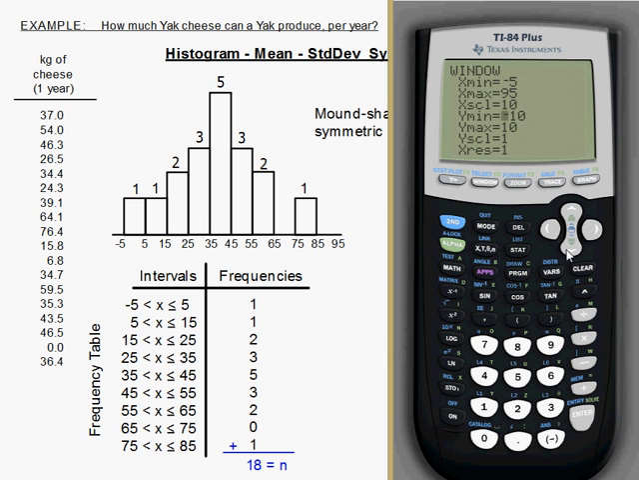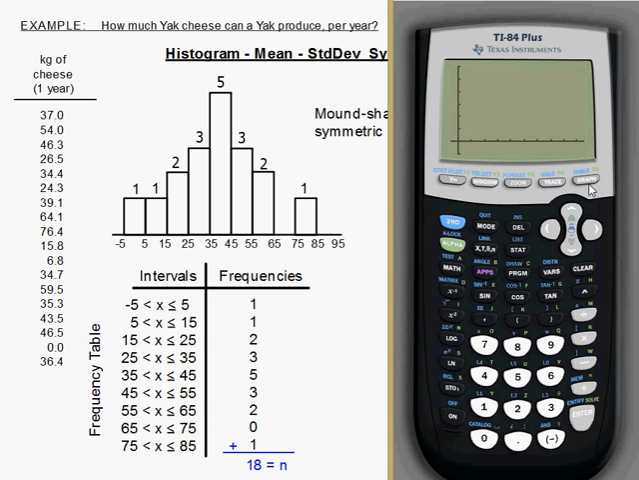And we can figure out the minimum. The Y is, of course, up and down. We can use maybe -1. I do like a little space on the bottom. And maybe go up to 6. We already kind of know what it's looking like. Yscl can be 1. It's actually not too important. And Xres also not particularly important.